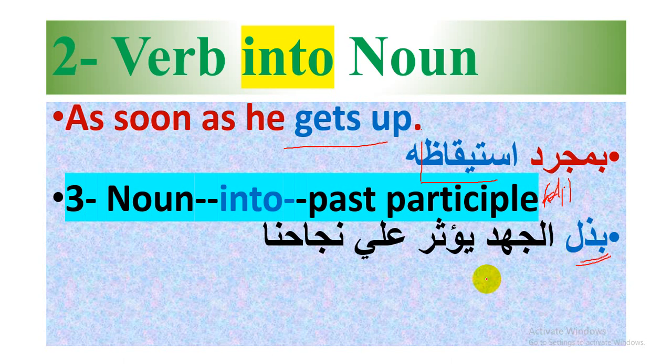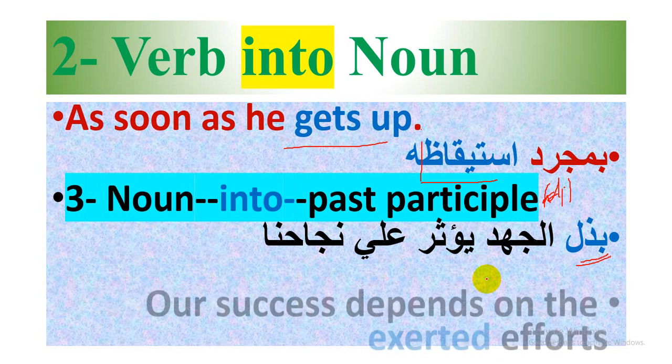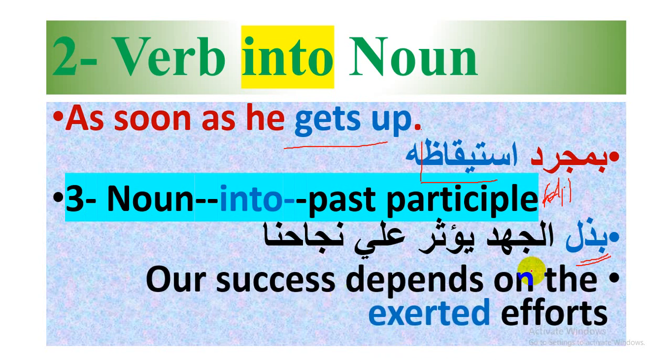That's why we have a book written by a famous best-selling author entitled Study Smart, Not Hard, for example. So our success depends on the exerted effort. So here, exerted, it's an adjective, right? It is a past participle adjective, an adjective with ed, just like the verb. So here we changed this noun into an adjective, and it sounds much more acceptable in English than this, exerting effort.